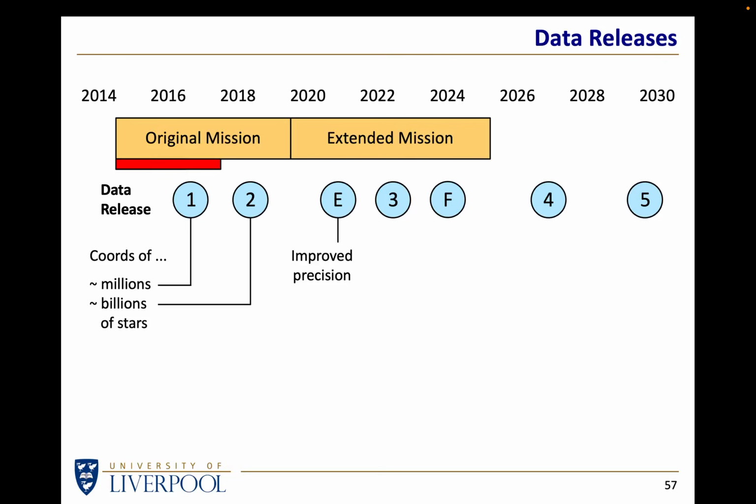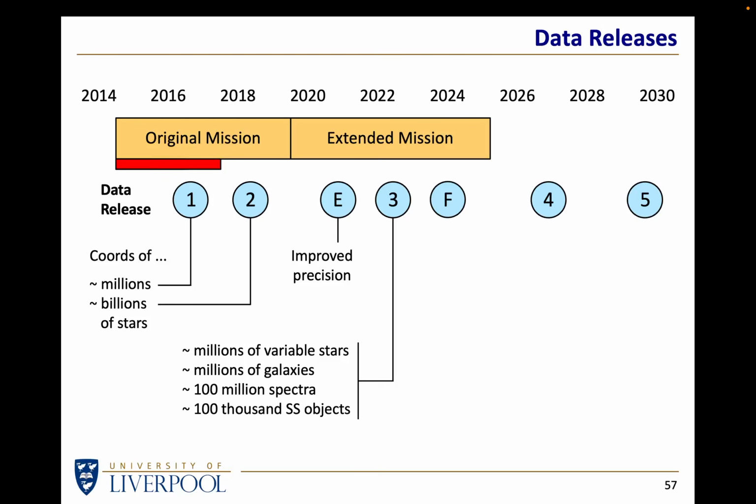So before data release 3, they actually improved the precision by analyzing more data, in this case the first 3 years of data, to improve the precision with which the catalogues could be produced. And then eventually data release 3 came out in 2022, where in addition to high precision measurements of billions of stars, they also made catalogues of millions of variable stars, millions of galaxies, hundreds of millions of spectra, as well as accidentally finding loads of solar system objects because it's looking for anything that moves. So it actually found about 100,000 solar system objects.